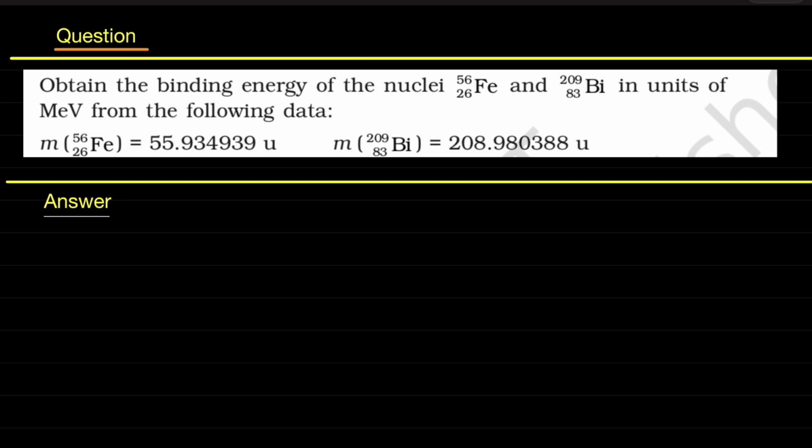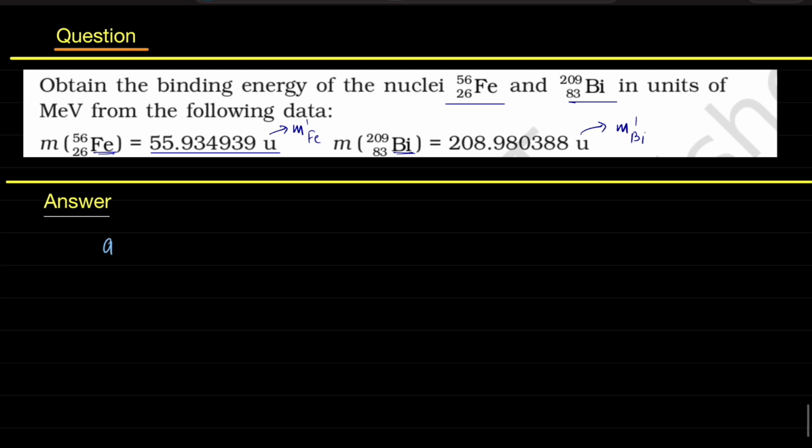This question is from Physics, chapter Nuclei. In the question, we have to obtain the binding energy of the nuclei Fe and Bi in units of MeV from the following data. We are already given the experimental value of the mass of iron and the experimental value of the mass of bismuth. Separately, we have to find the binding energy for Fe and Bi. We represent these as m dash for Fe and m dash for Bi, and both are the experimental values. So let's solve this question.